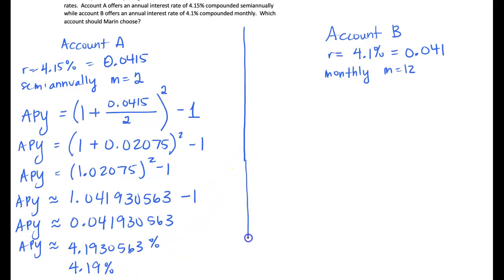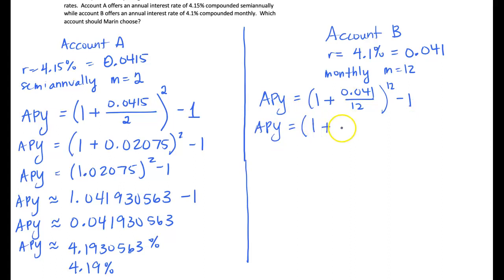Looking at account B, making our calculation, our annual percentage yield is 1 plus 0.041 divided by monthly, 12, to the exponent of 12, minus 1. So our annual percentage yield is going to be 1 plus, calculating our 0.041 divided by 12 is 0.003416667, to the 12th power minus 1.